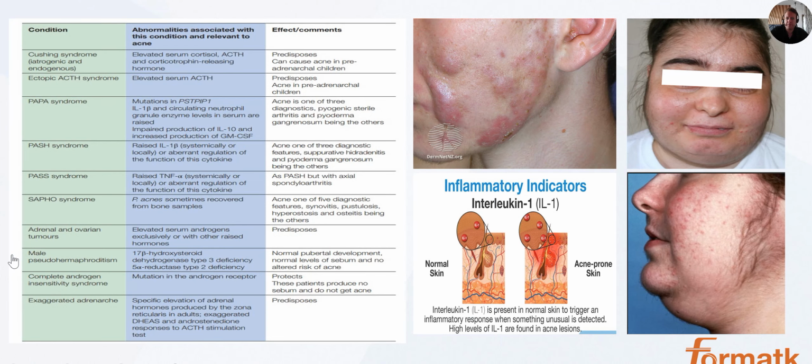If somebody has obesity or polycystic ovaries, then they might have acne that is harder to treat, what we call resistant to treatment. Are there any other genetic diseases or syndromes that are connected with acne? Yes, there are. You see some of the list here: PAPA syndrome, PASH syndrome, SAPHO syndrome, adrenal and ovarian tumors, and also interleukin-1 diseases. Basically, the acne will be extremely hard to treat and will come again and again, because you don't change genetics with normal conventional treatments.